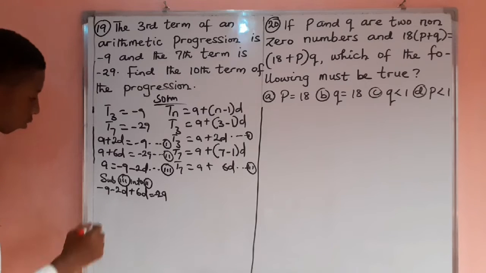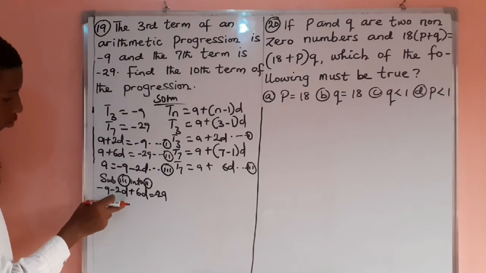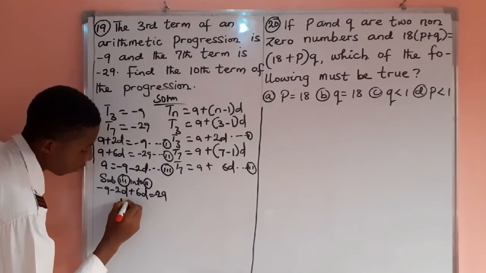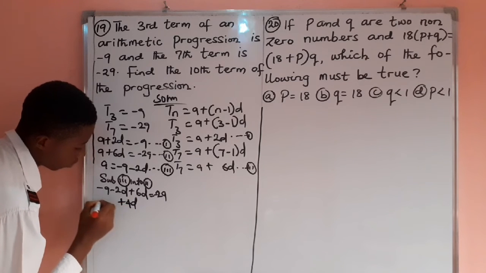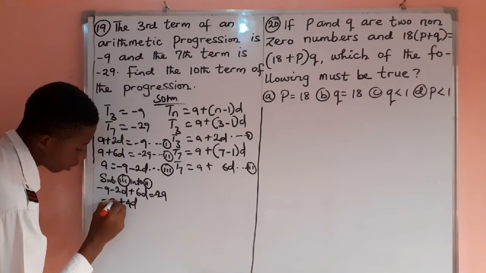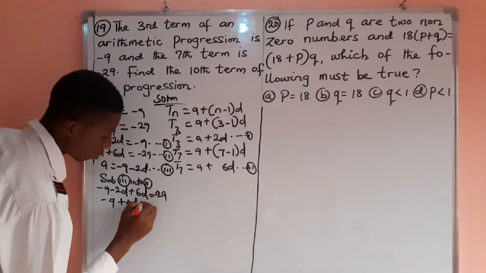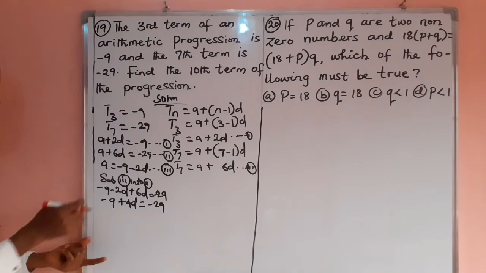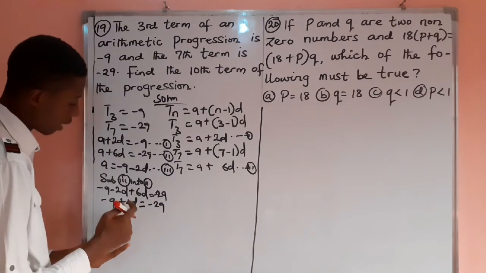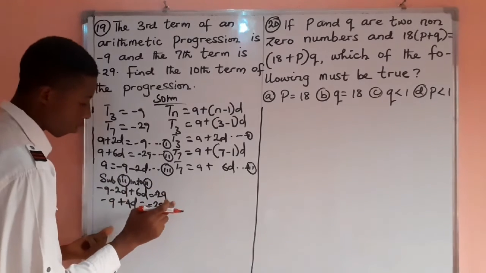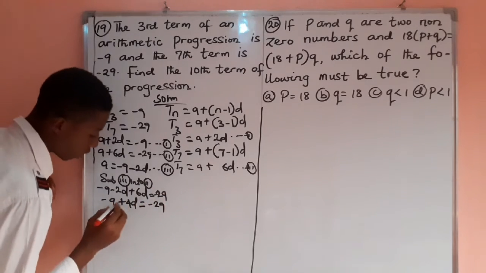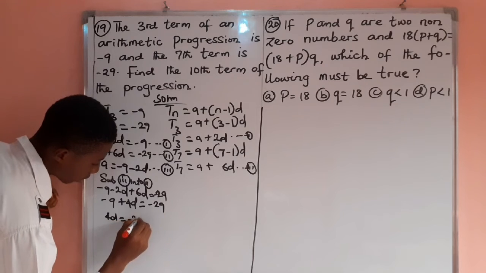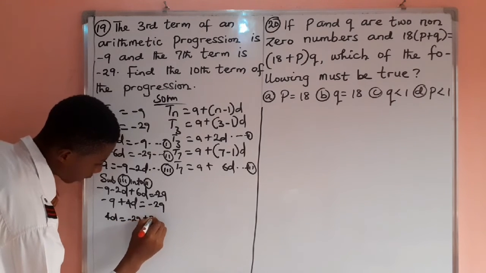This is what you solve for. Minus 2d plus 6d is going to give us plus 4d. You represent the minus 9 here is equals to minus 29. Now you collect like terms. Minus 9 and minus 29 are like terms. So minus 9 crossing over to meet minus 29 will give us 4d is equals to minus 29 plus 9.